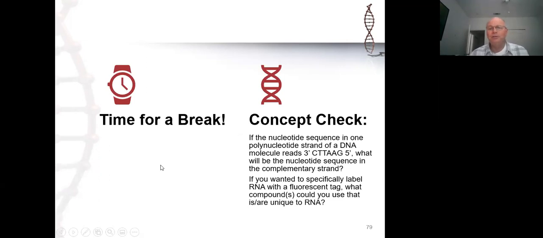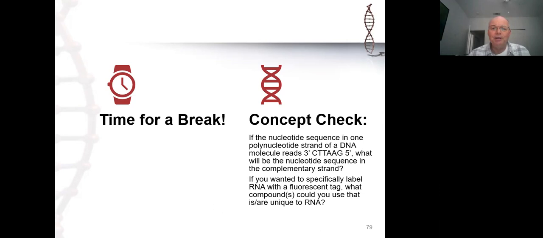So one more concept check, and then we're done. If the nucleotide sequence in one polynucleotide strand of a DNA molecule reads 3', C, T, T, A, A, G, 5', what will be the nucleotide sequence in the complementary strand? If you wanted to specifically label RNA with a fluorescent tag, what compound could you use that is or are unique to RNA?